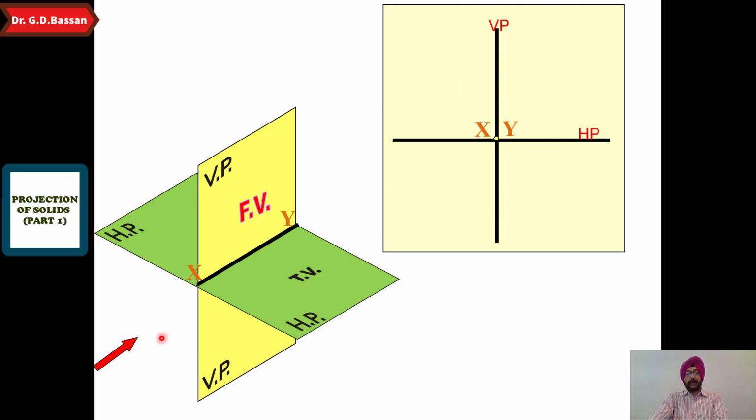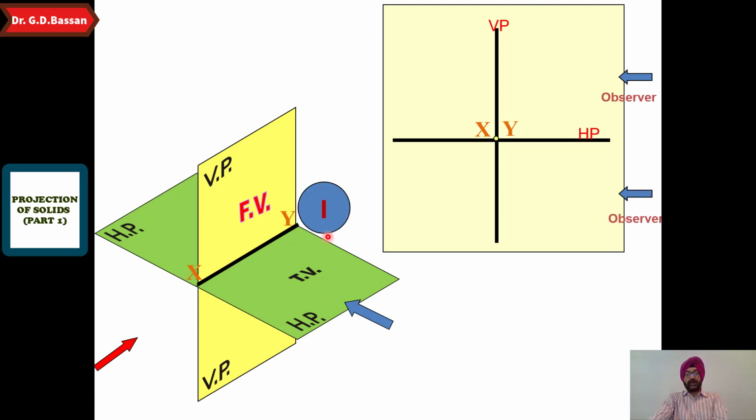Now these are the four quadrants, and here we discuss how we keep the object in the four quadrants, how we get the front view and the top view, and what the position will be. To get the projection, the observer is always on the right hand side. So we see the object from the right side towards the left, irrespective of the position of the object in any of these four quadrants.